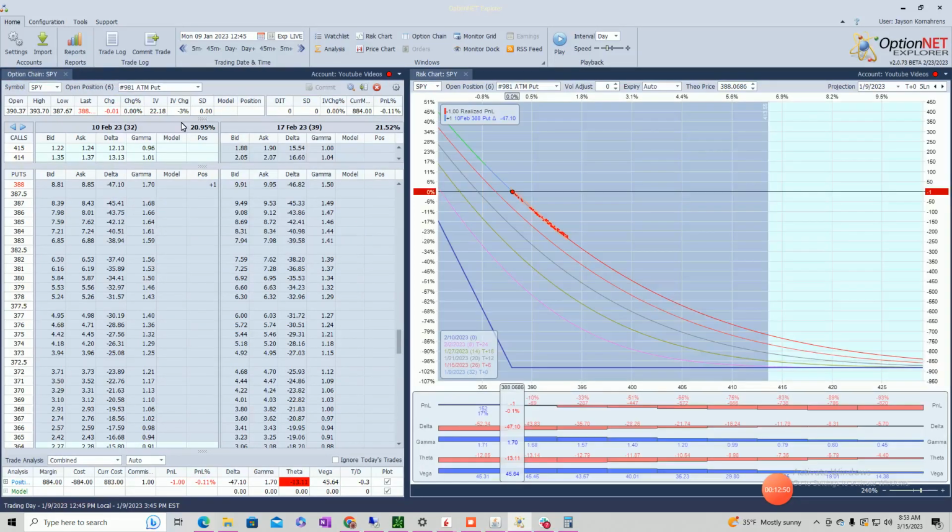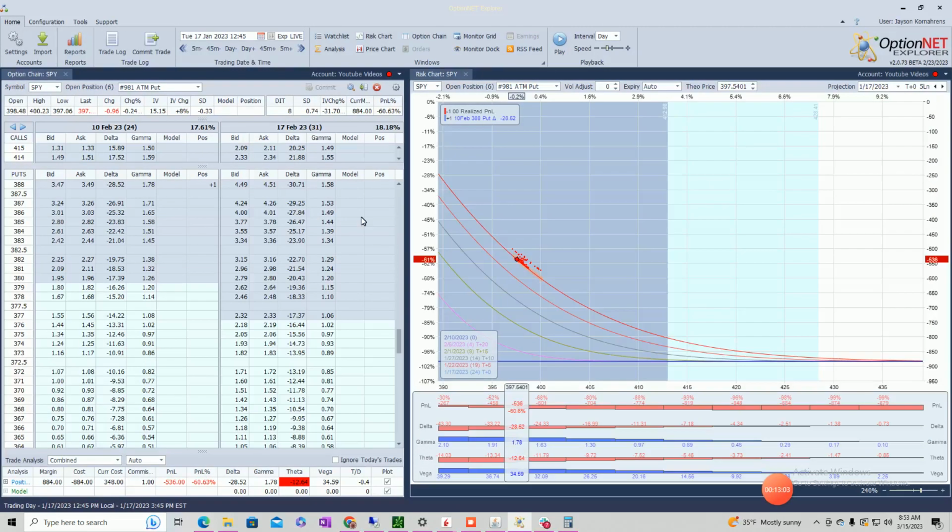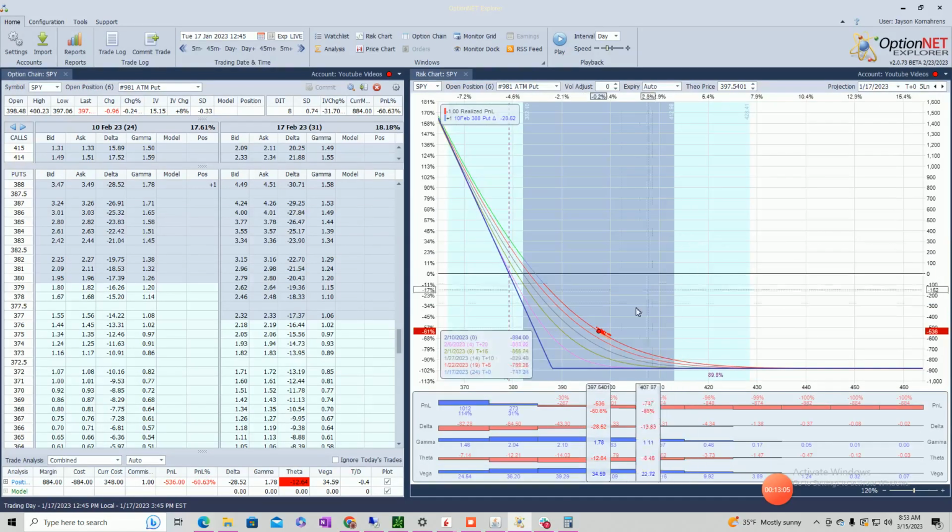Okay, so let's take a look at the at the money put. Let's go ahead and roll all this forward just to 7 days. We're not going to do the 30 days. We're going to go ahead and do 7 days first. So say to the 17th. You can see that one's down $536. So about half of it's gone. Half of the money's gone on that one.